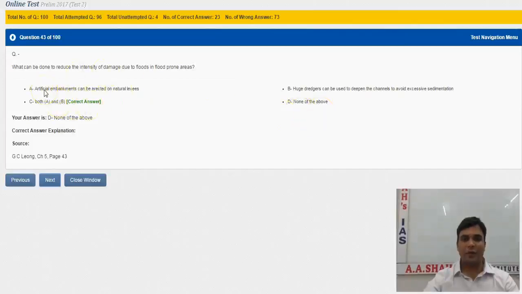Artificial embankments, we have seen many times in our cities also. For example in Mumbai, artificial embankments have been built at many places, and where land reclamation has been done, embankments have been built there too. Although that is for sea water, so that the land is not inundated with coastal waters. But even in terms of rivers, artificial embankments are created. Once artificial embankments are created, water does not go out of its course. So that is one way to tackle a situation in a flood-prone area.